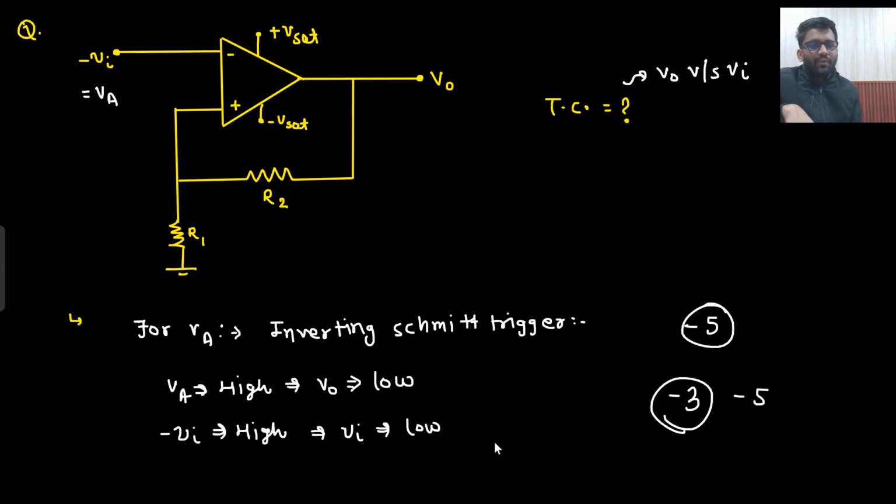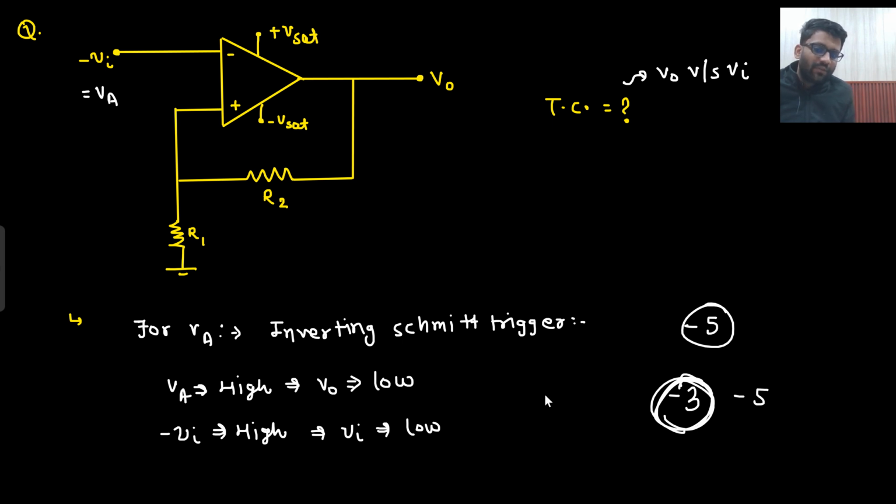So V in will be low, no? Negative sign is there. So V in will be low. If this is on the higher point, then if I remove the minus sign, this will be on the lower side. But if I add the minus sign, then this will be on the higher side. So V in will be low. If VA is high, then V0 will be low.